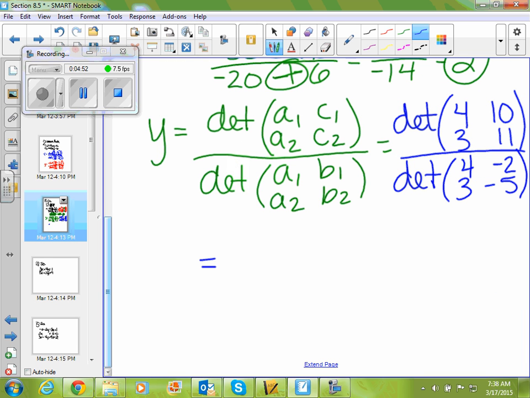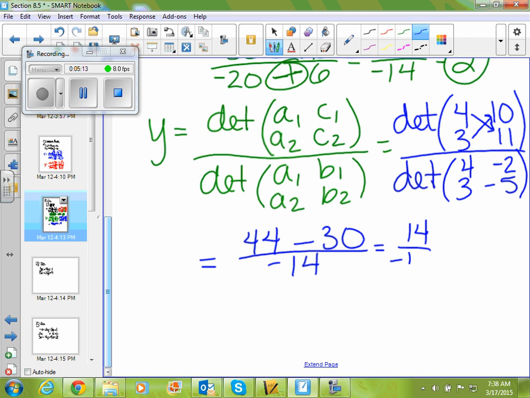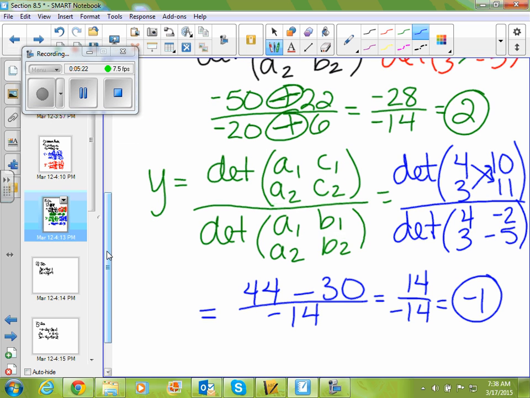Okay, to find your determinant, you cross multiply and subtract, so 4 times 11 is 44, minus 3 times 10, is 30. We already figured out the determinant of my denominator was negative 14. You can do it again, but we'll just know that it's negative 14. So 44 minus 30 gives me 14. Divided by negative 14 gives me negative 1. So I know that x is 2 and y is negative 1.